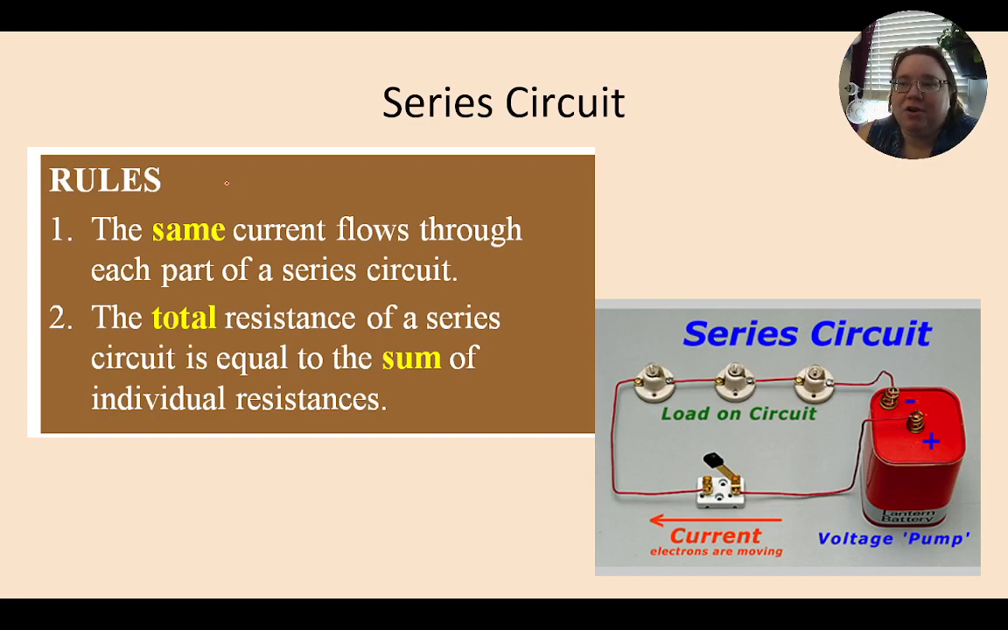So the same current flows through each part of the series circuit. That means the total resistance of a series circuit is equal to the sum of the individual resistors. So if each one of these resistors was 1 ohm, then the total resistance in this particular circuit would be 3 ohms.